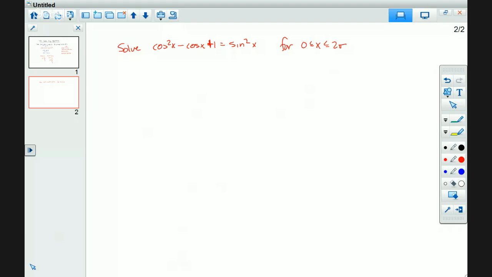Okay, any ideas? You might be able to do that, but there's a 1 here. So that's a good idea. Where are you headed with that?